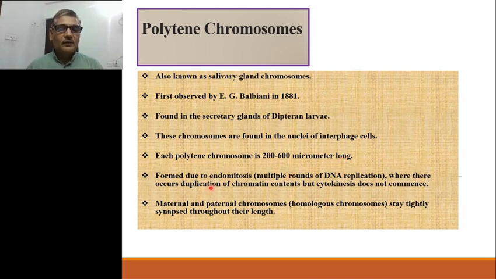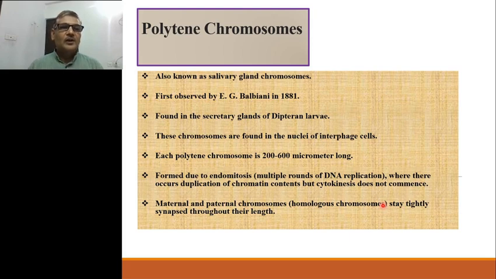and these are formed by endomitosis, that is, multiple rounds of DNA replication take place, where there occurs duplication of chromatin content, but cytokinesis does not occur, and that is why the chromosomes look quite large in size. Large means lengthwise such chromosomes are long because the chromosome contents are in interphase, and so many duplications of DNA or DNA copies will be there. Maternal paternal chromosomes, that is the two homologous chromosomes, remain in homologous conditions, and they are tightly synapsed, tightly arranged with each other, and that is why such chromosomes look very thick.